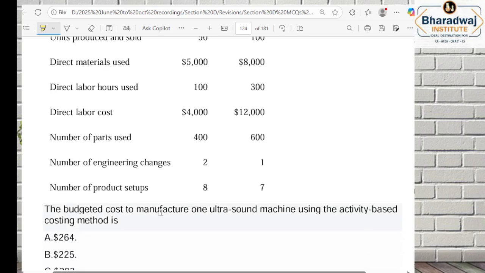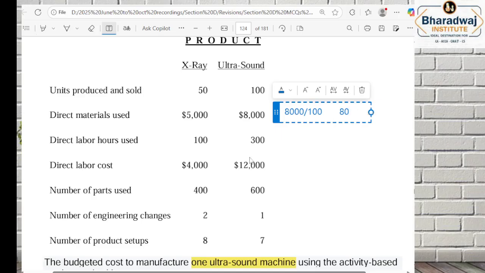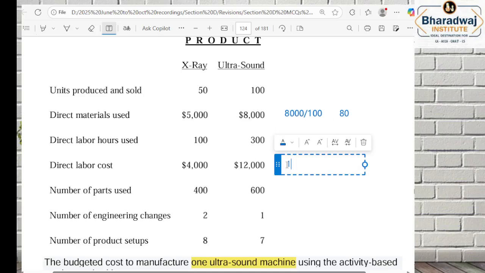The question asks you to find out the cost of one ultrasound machine. So this will be 8,000 divided by 100, which gives 80 per unit. Then labor cost will be 12,000 divided by 100. It will be 120.